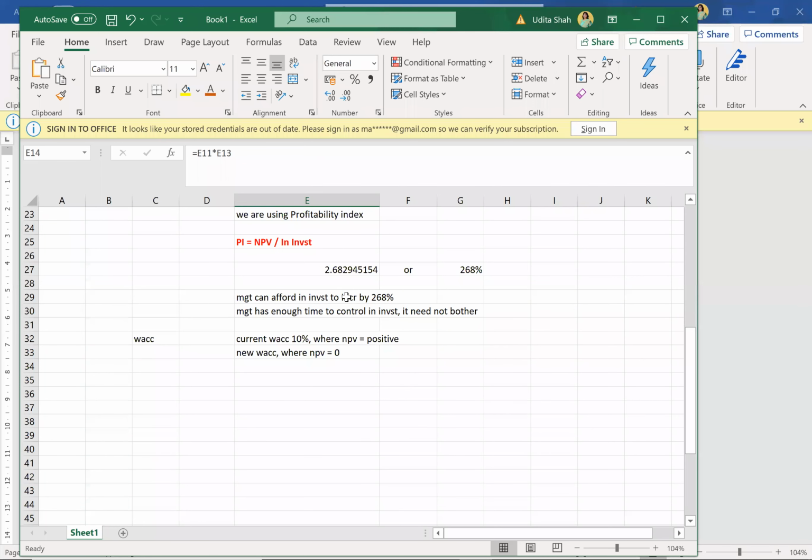Okay, next one. So WACC: current WACC is 10% where NPV is positive. I want a new WACC where NPV is 0. We know NPV will be 0 at IRR. So calculate the IRR.